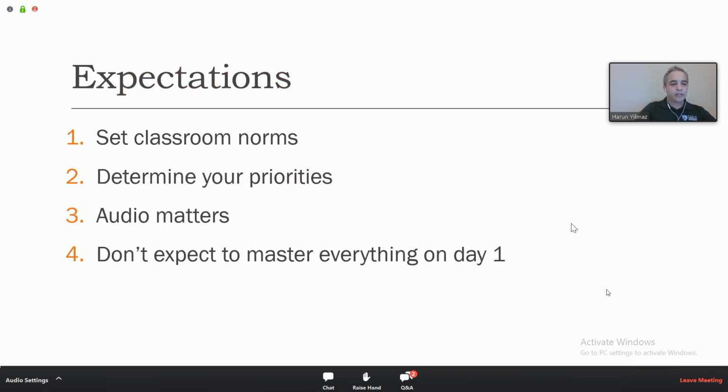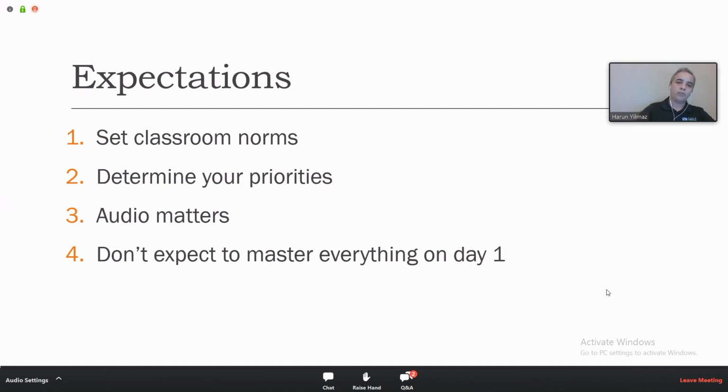And you need to create the expectation, as I mentioned, that there should be some specific rules and standards for your students. And the first thing is you need to set the classroom norms, and you need to announce those norms. And maybe those norms should appear on the top of the page your students will see when they log in to any learning management system. Determine your priorities, and you have some challenges, and you need to prioritize your expectations.